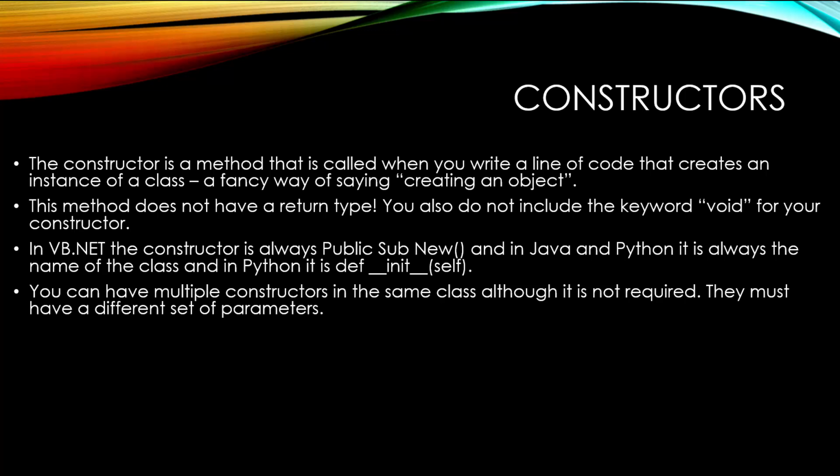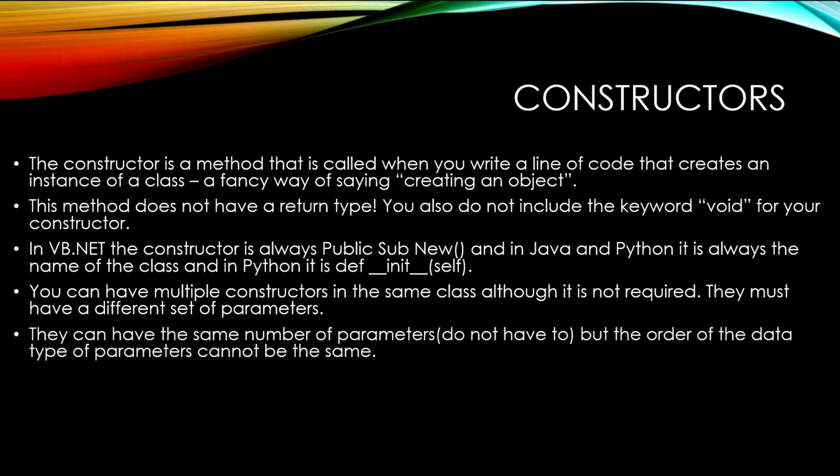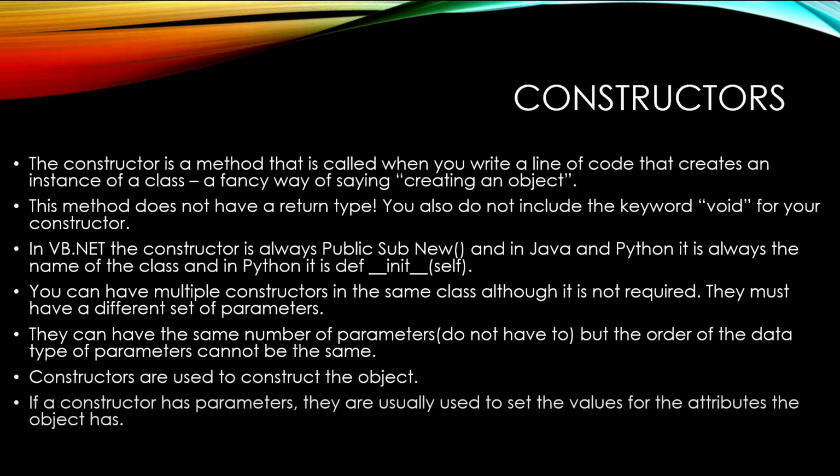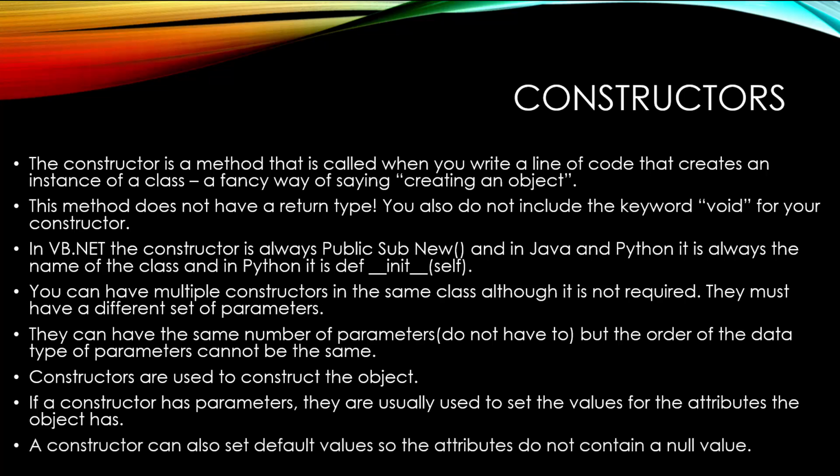Now, you can have multiple constructors in the same class, although it is not required. They must have a different set of parameters. Now, they can have the same number of parameters, or they do not have to, but the order of the data types of the parameters cannot be the same, and I'll show you what that means in a moment. Now, constructors are used to actually construct the object. If a constructor has parameters, they are usually used to set the values for the attributes the object has. Now, a constructor can also set default values so the attributes do not contain a null value.